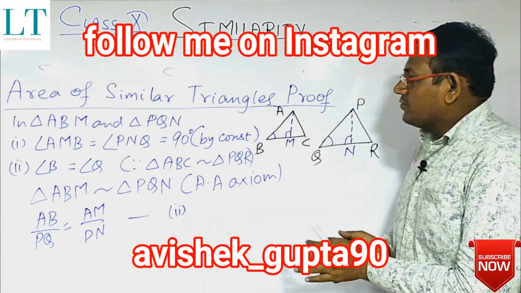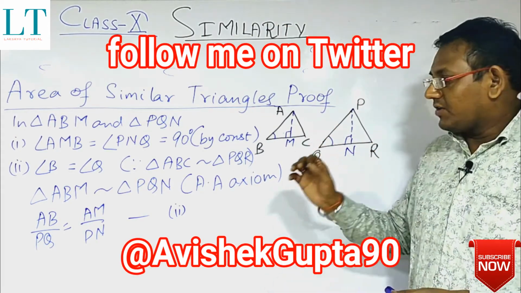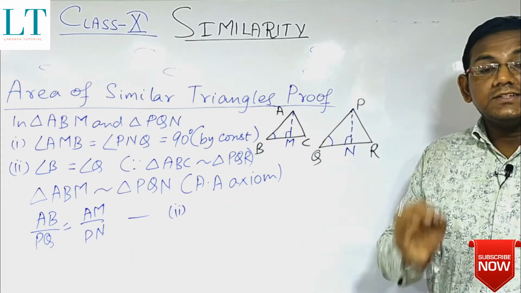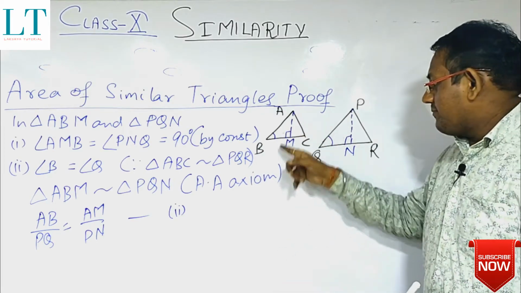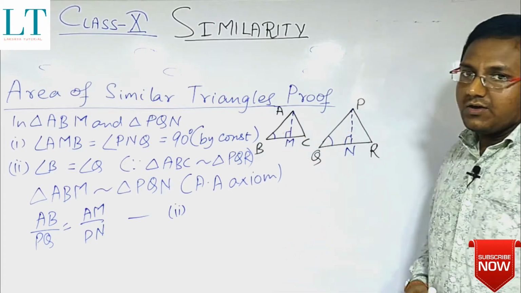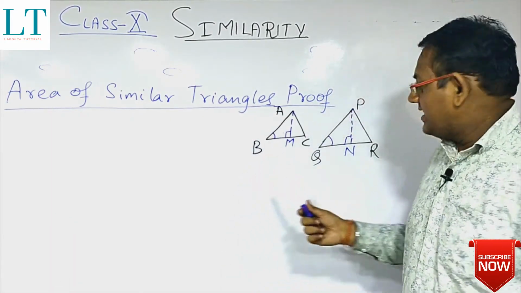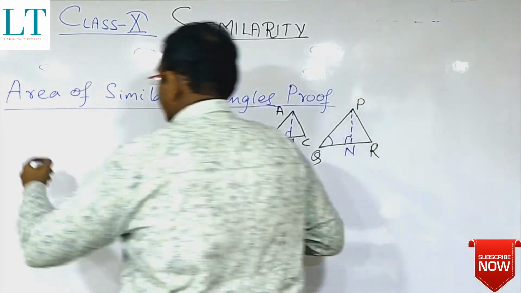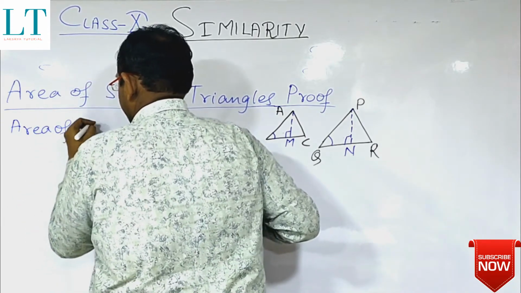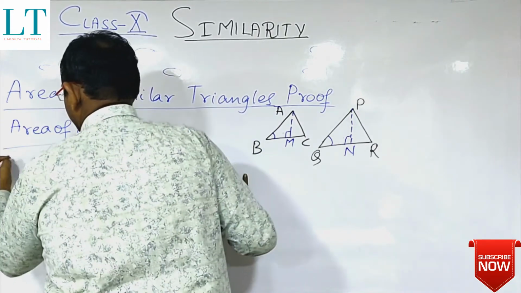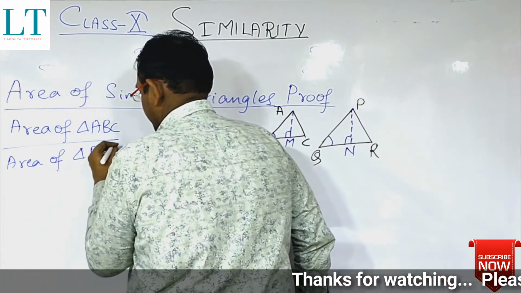Now, since we have already proved that these two triangles are similar, let us quickly find out the area of these two triangles, basically the triangle ABC and triangle PQR over here. So let us do that. Now let us find out the area of triangle ABC and triangle PQR, and let us keep them in the ratio form. So area of triangle ABC by area of triangle PQR.